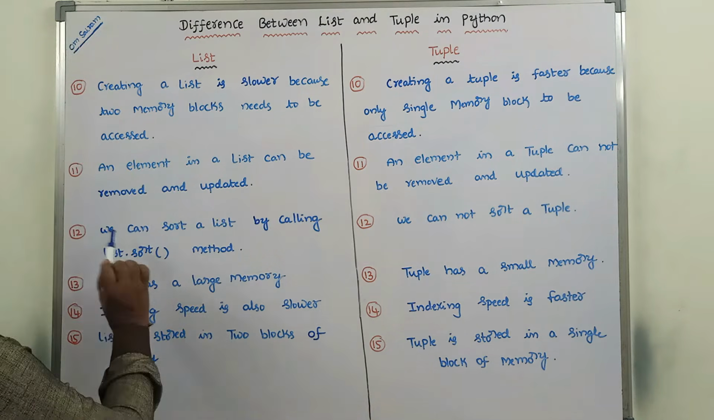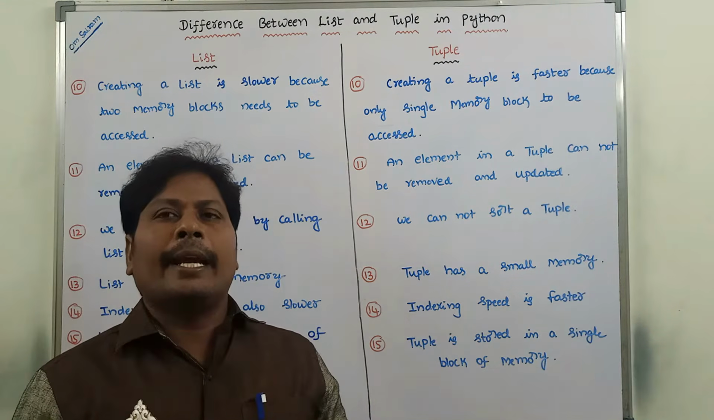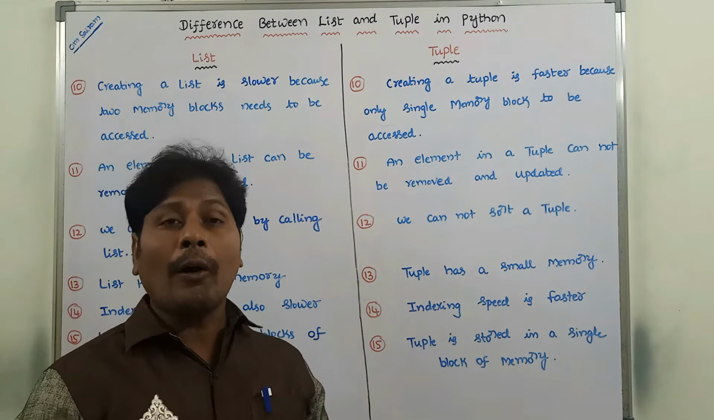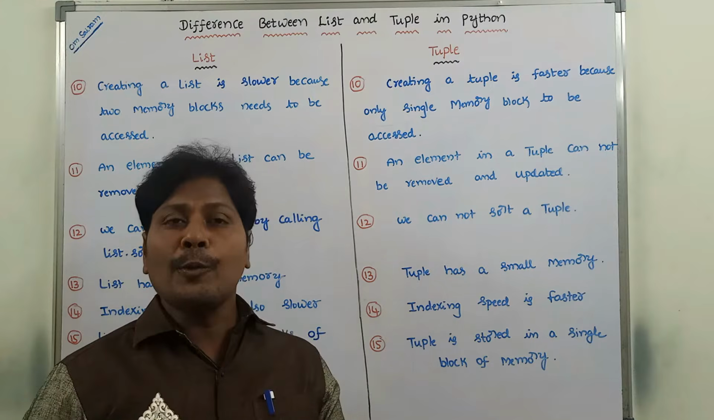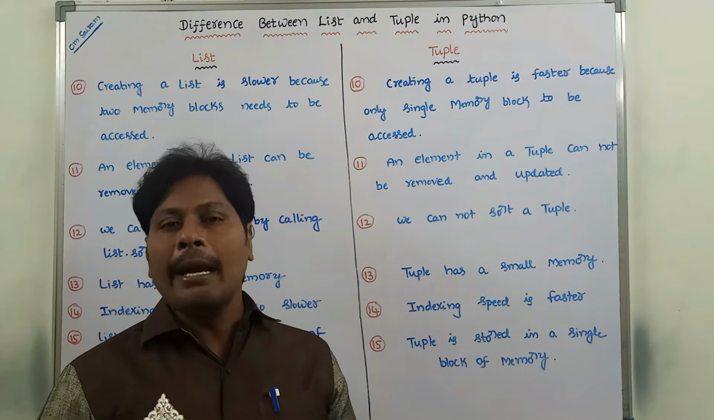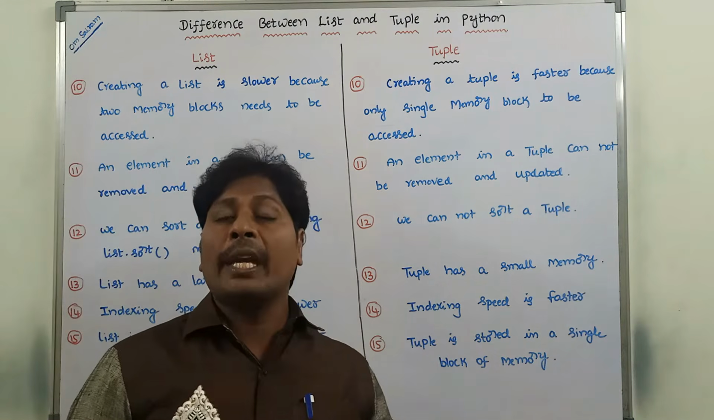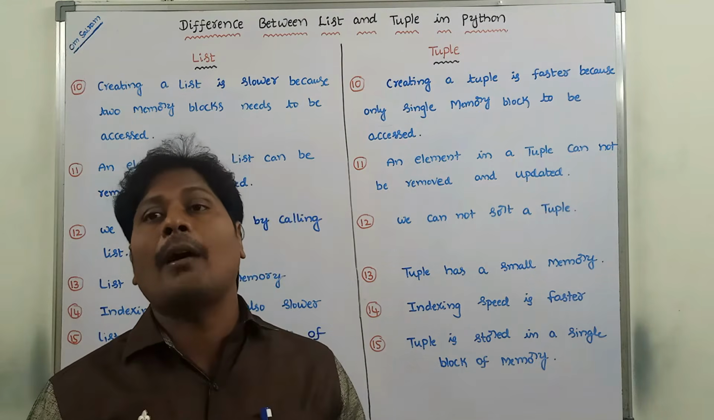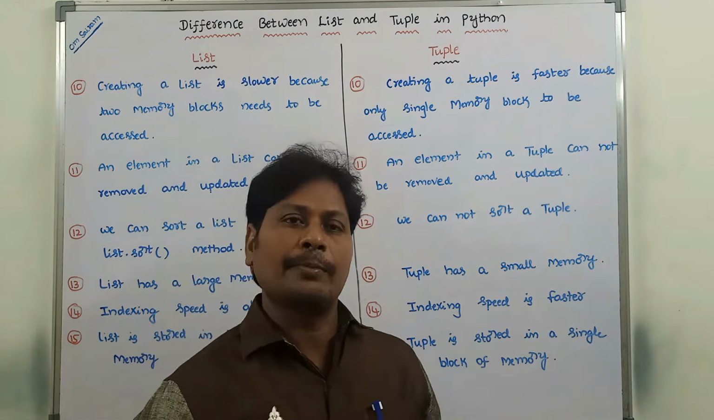Next one. Once a list is created, the list can be sorted by calling the list.sort method. By using that method, we can sort the elements in a list. Whereas in the case of tuple, we cannot sort the elements of a tuple because tuple is immutable in nature.